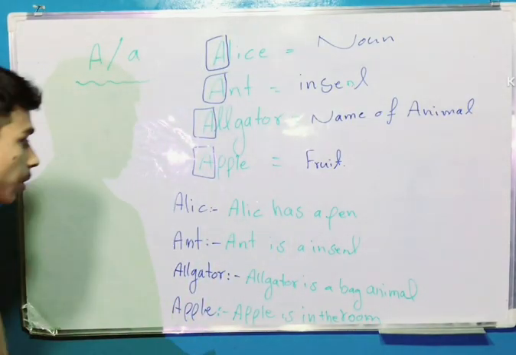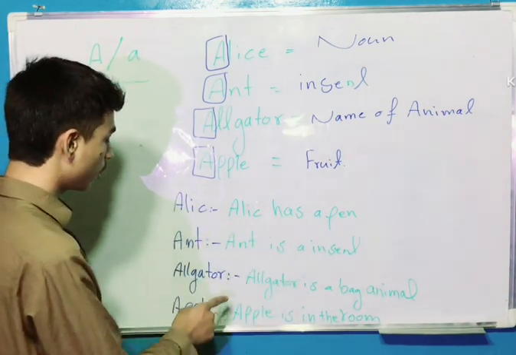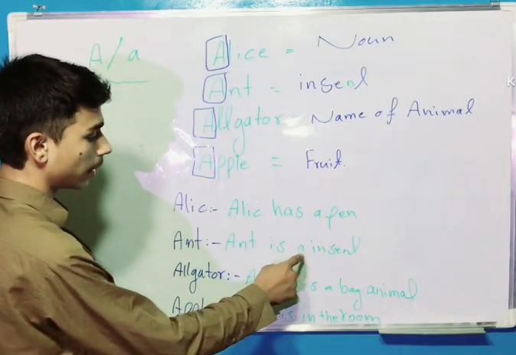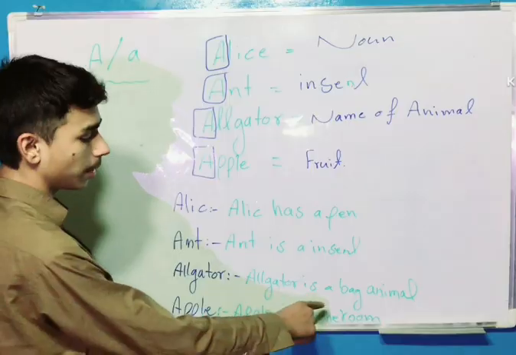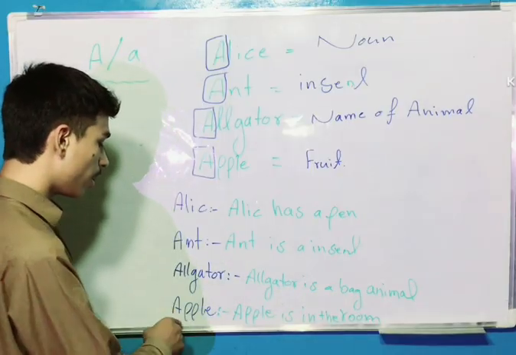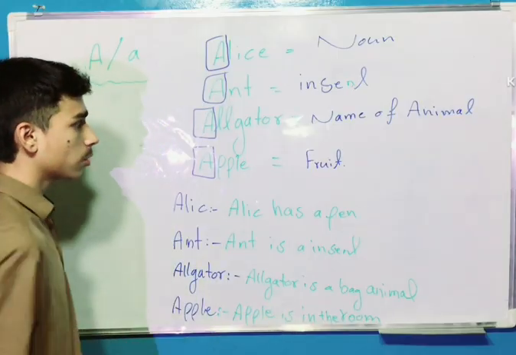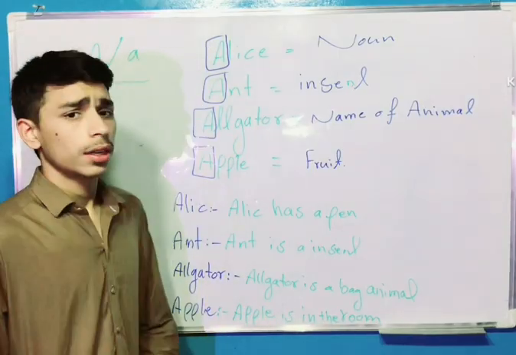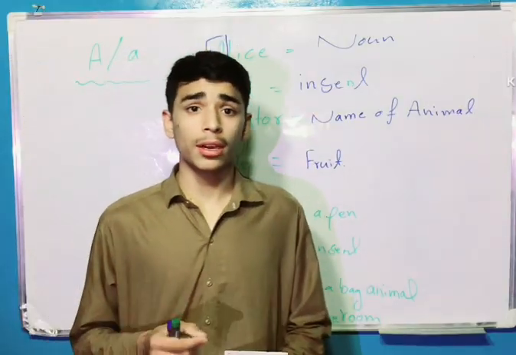So let's read. The first, Alice has a pen. The second, ant is an ant. The third, alligator is a big animal. And the last word, apple is in the room. So that's the using in the sentence and meaning of this word.